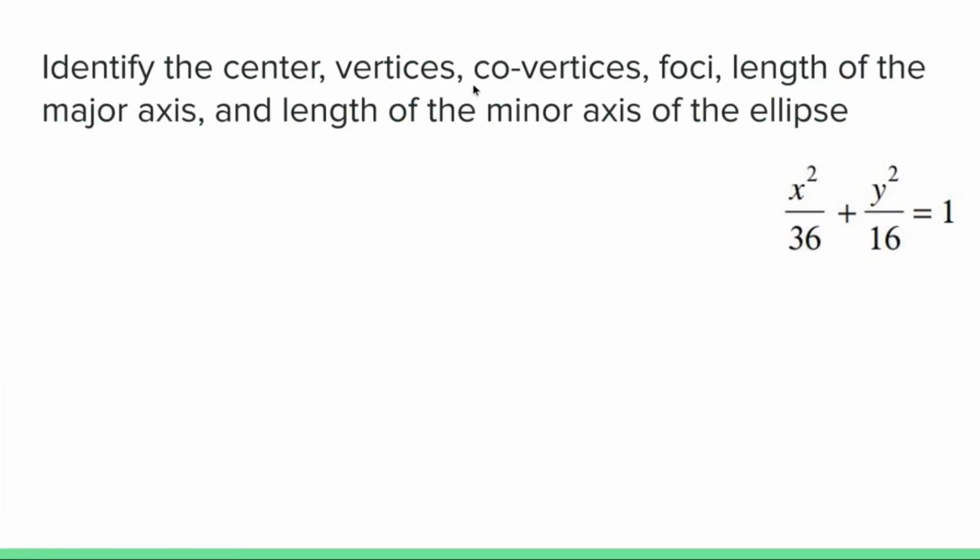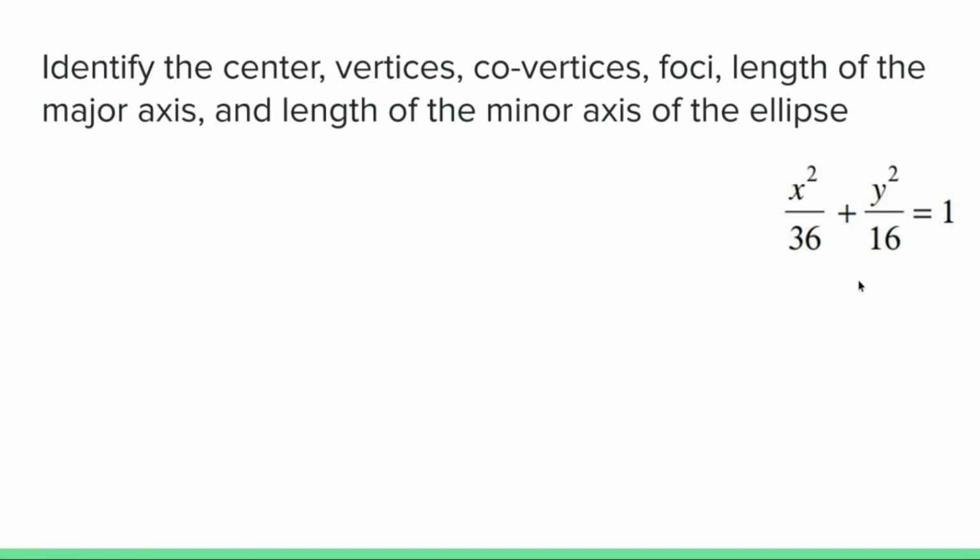Identify the center, vertices, co-vertices, foci, length of the major axis, and the length of the minor axis of the ellipse. It's a lot. Now you know this is an ellipse because it's in the form x squared over a number plus y squared over a number equals 1. Very similar to what a circle looks like, but since it equals 1 and you have denominators here, that makes it not a circle, it stretches things out a little bit.